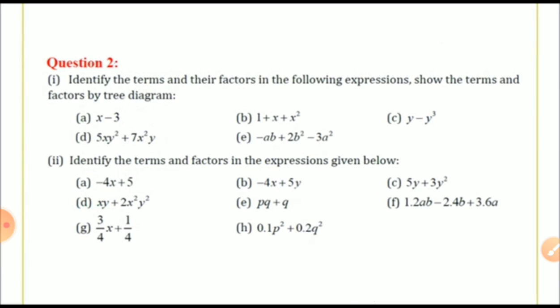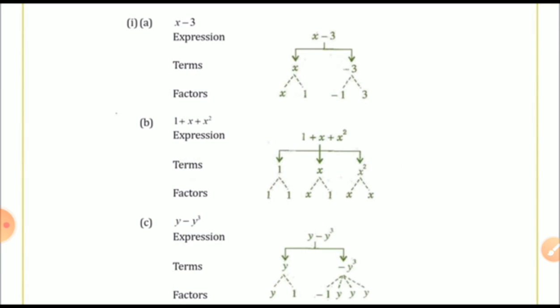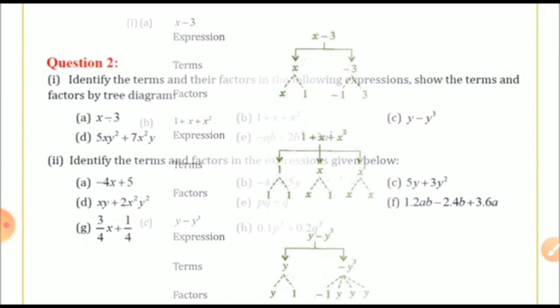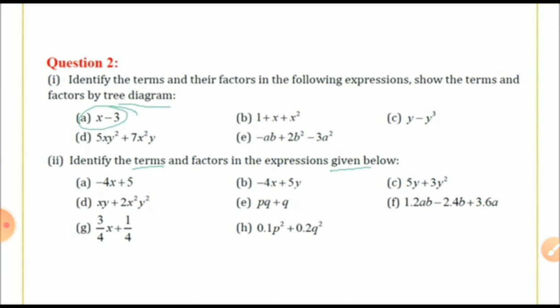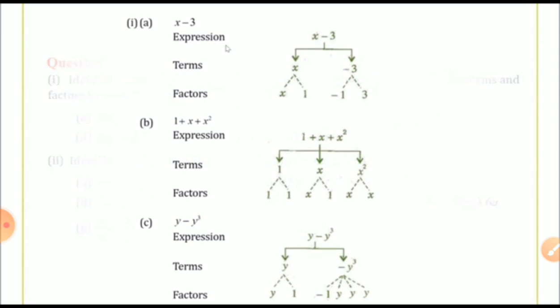Question number 2. Identify the terms and their factors in the following expressions. Show the terms and factors by diagrams. 1a: x minus 3, 1b: 1 plus x square. First one, x minus 3, isn't it? Yes, there are 2 terms, x and 3, and they are the factors. x has the factors x and 1, minus 3 has the factors minus 1 and 3. 1 plus x square: 3 terms are there, 1, x and x square.